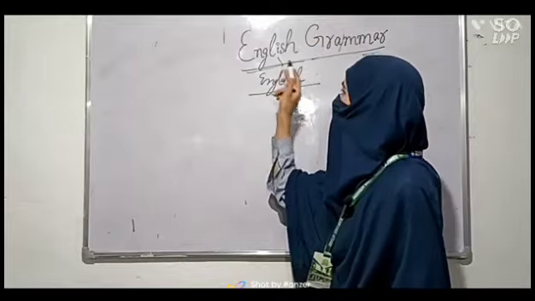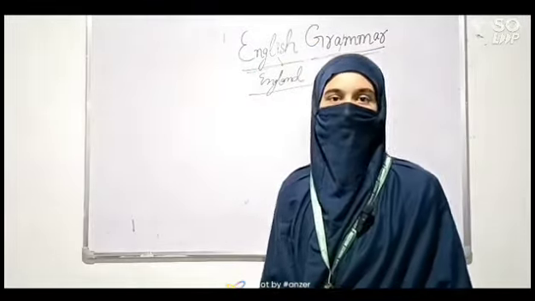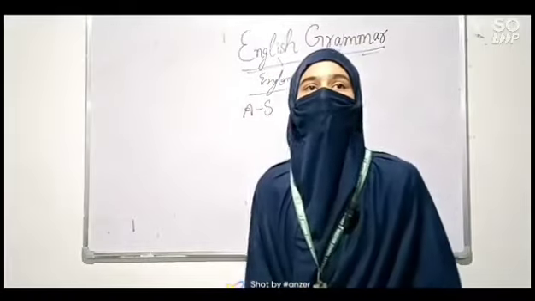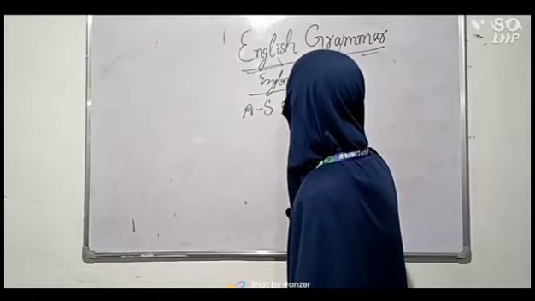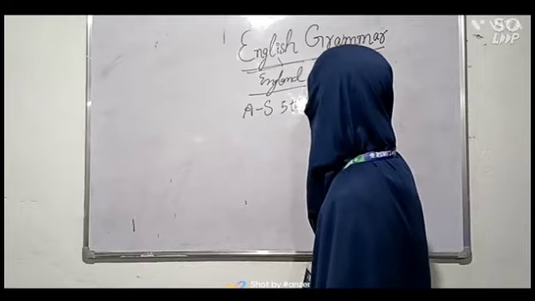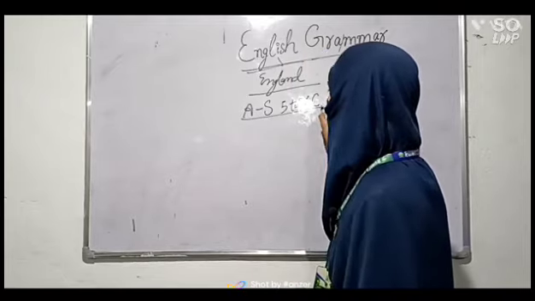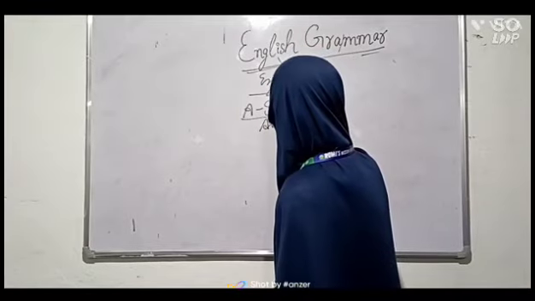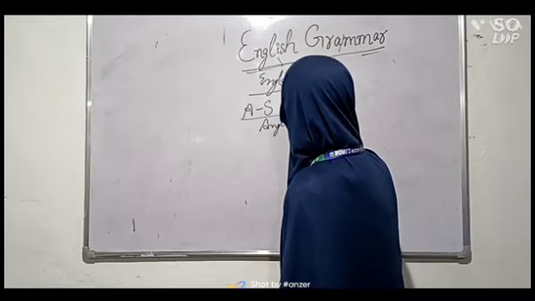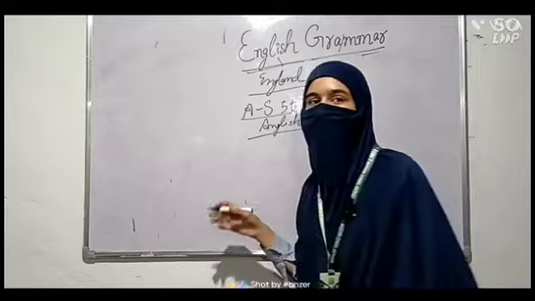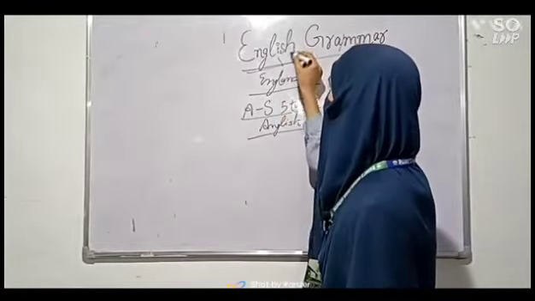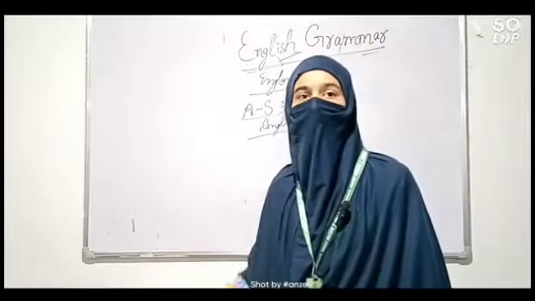And from the starting, its name was not English. It was Anglo-Saxon, during the 5th to the 7th century. After this name, another name came, that's the English. After that name, one more name came, that's the English, which we call it nowadays.